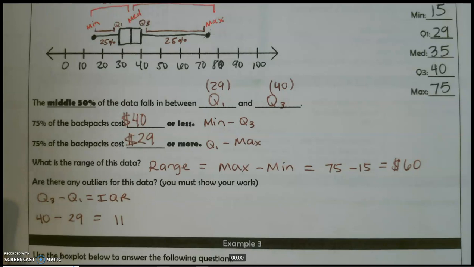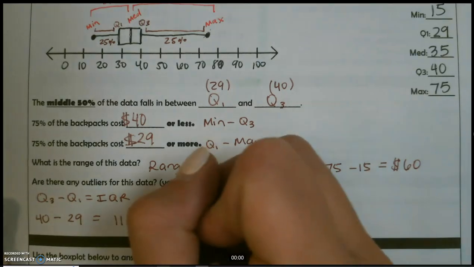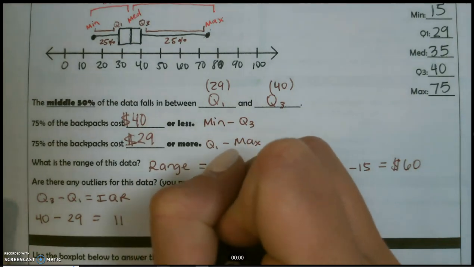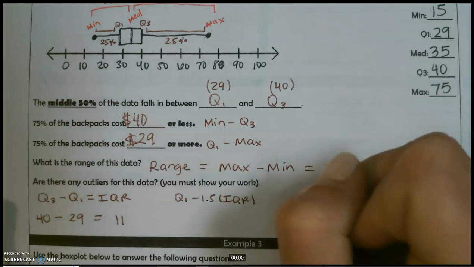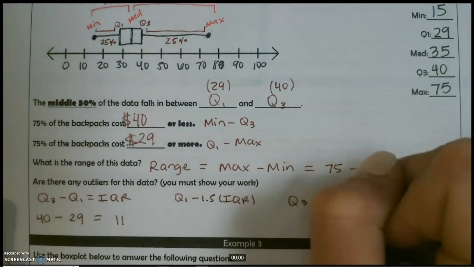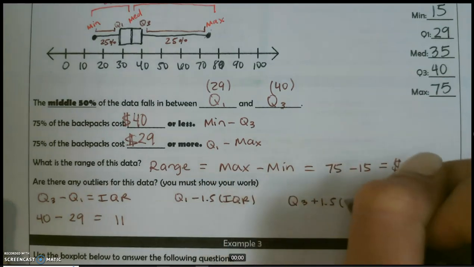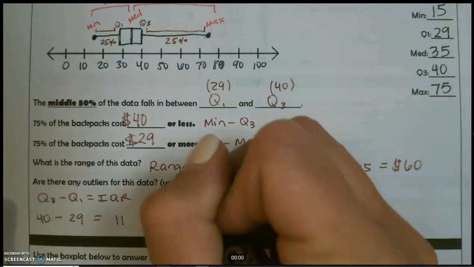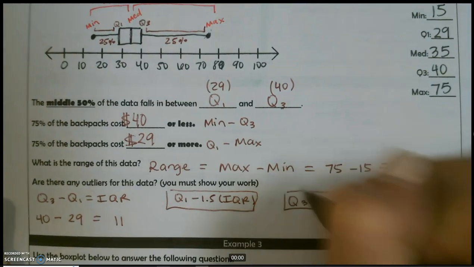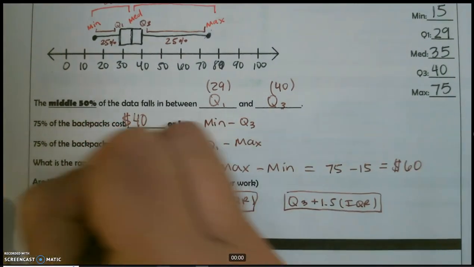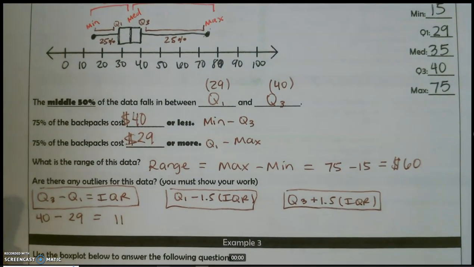Now to find what the range is for anything that falls outside of this, remember it's Q1 minus 1.5 times the IQR, and then it's Q3 plus 1.5 times the IQR. So these are the 2 calculations you're going to have to do. Well, actually, I guess there's 3 calculations. Start with the IQR and then bump over.